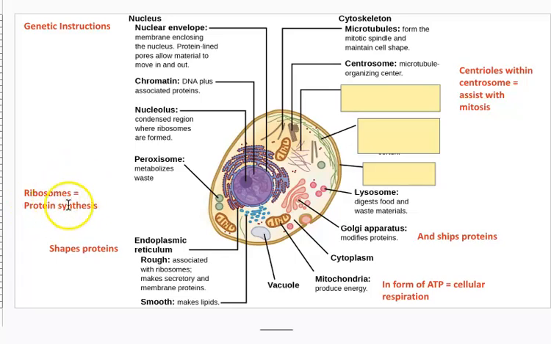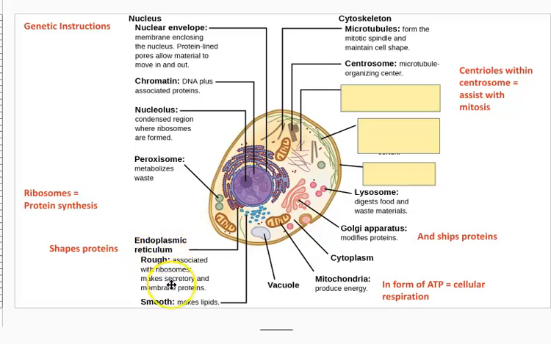The ribosomes are where the proteins will be made. To synthesize means to make. So it is where the proteins, based on the instructions, will be put together.